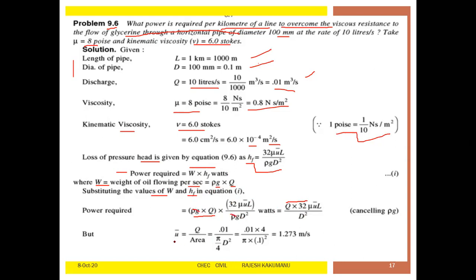Then we know that u bar is equal to Q by area. We can do this above as well. At some point we can do it, otherwise since it is needed here, we did it here. To find out this value, we already know L, mu and d, so we need u bar. So u bar is equal to Q by area, that is 0.01 divided by area, that is equal to 1.273.